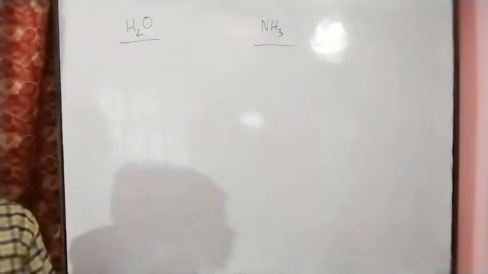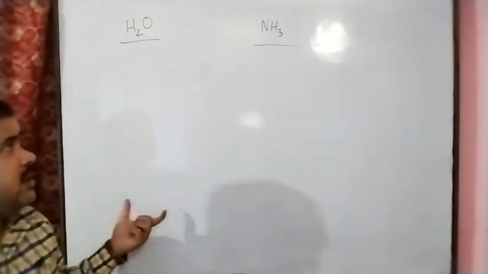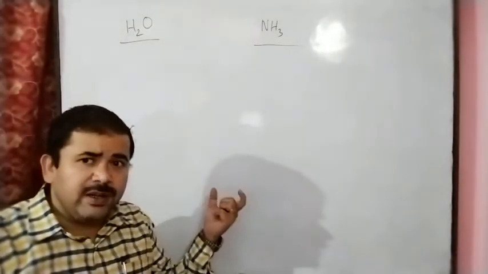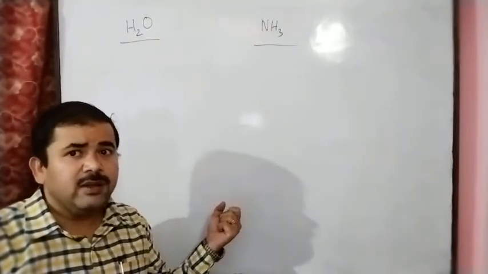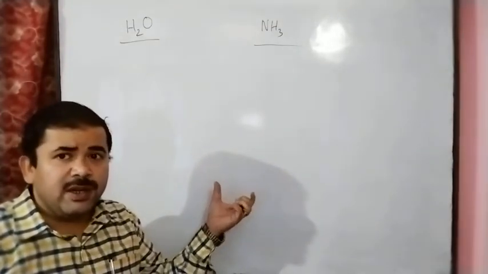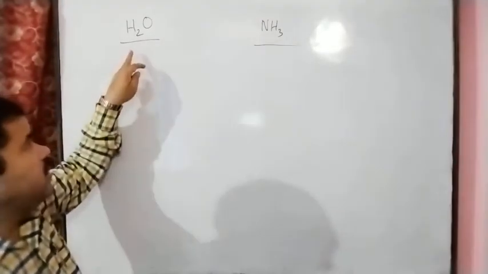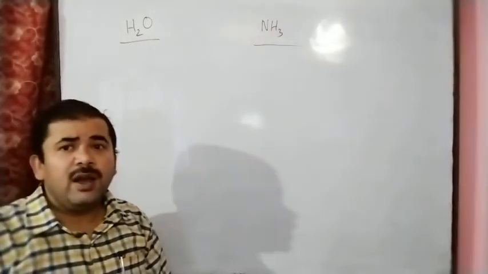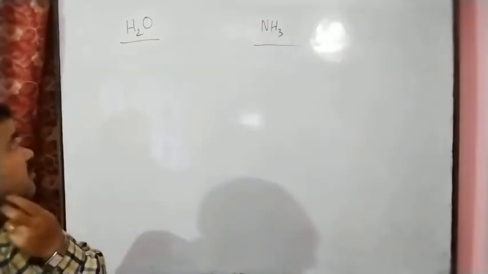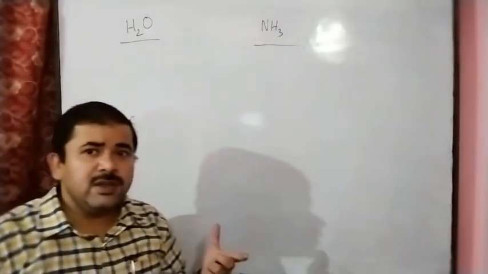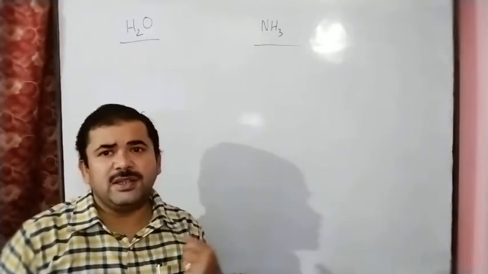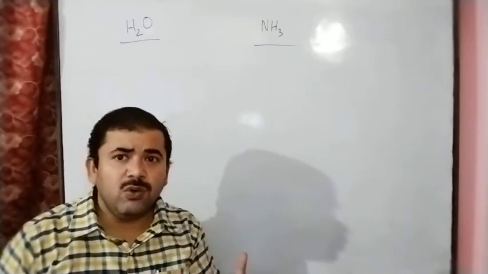The first property of a compound: the atoms of different elements are chemically combined and present in a fixed ratio. After this, the second property: compounds are homogeneous in nature.